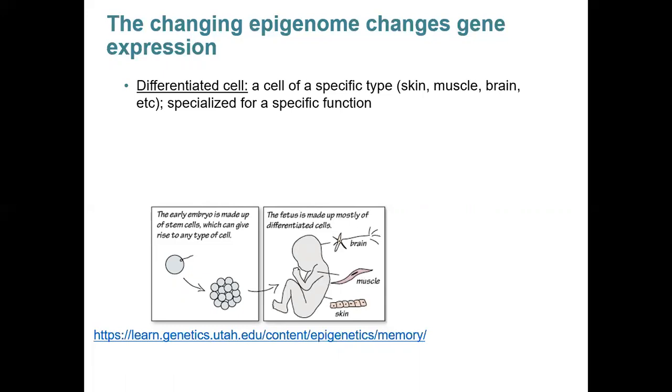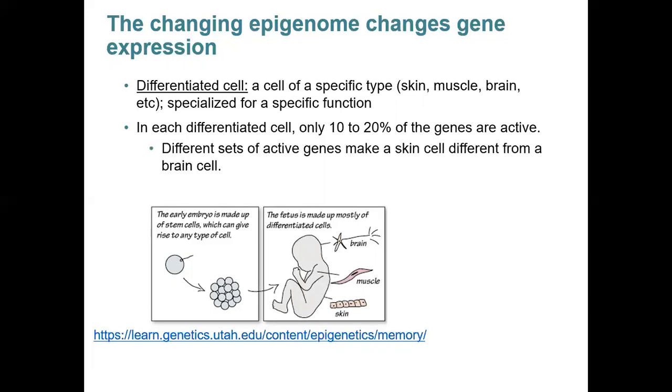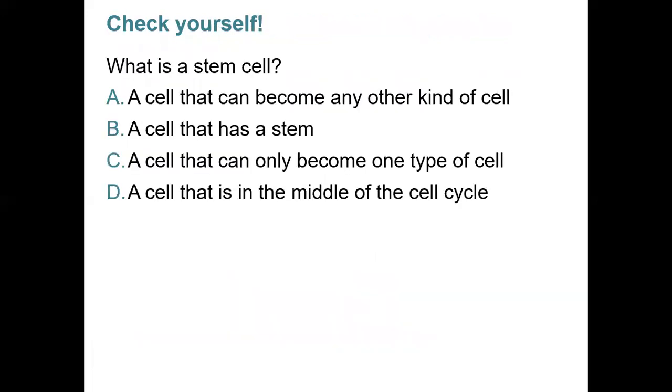And once the cell has been differentiated, once those different sets of genes have been activated or inactivated, in the end, only 10 to 20% of all the genes are active in any given cell. And whether the genes are active determines what the cell will be. For example, both muscle and nerve cells have the same genes, but only the muscle cells use the genes that are needed for muscle, and the brain cells only use the genes that are necessary for brain function.